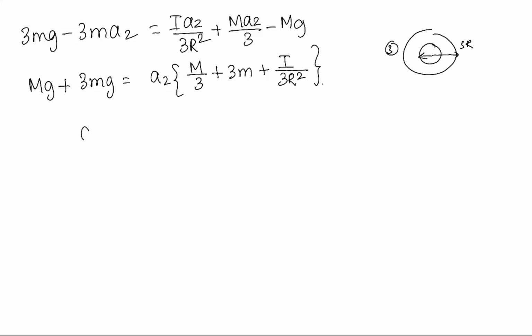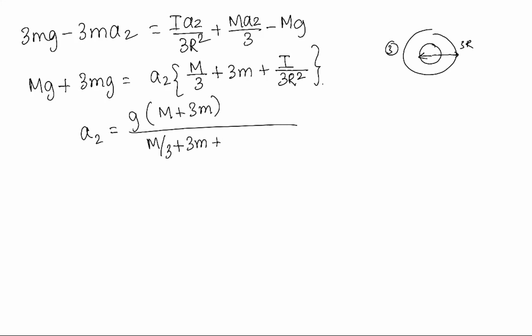वी कैन जस्ट राइट डाउन एंड फाइंड आउट एट द एंड आंसर क्या आता है. तो g को कॉमन ले जाओ. योर आंसर इज m plus 3m divided by m/3 plus 3m plus I divided by 3R square. So that's the answer that we have. You can go and check कि इसका आंसर क्या दिया हुआ है.